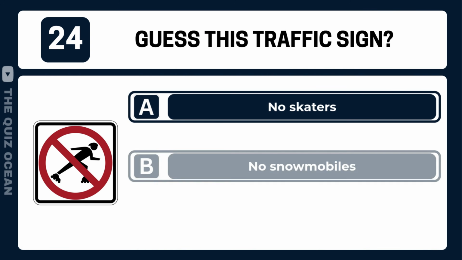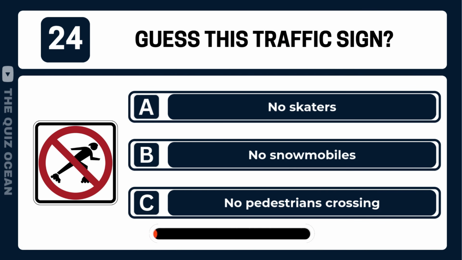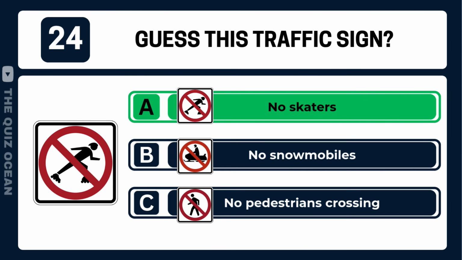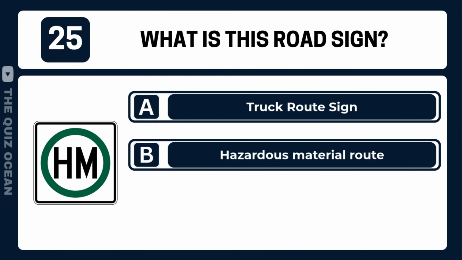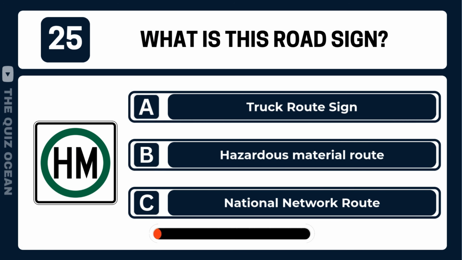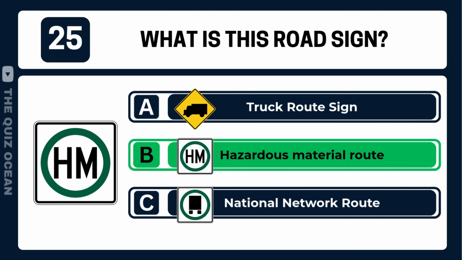Question 24. Guess this traffic sign. The answer is A. No skaters. Question 25. What is this road sign? The answer is B. Hazardous material route.